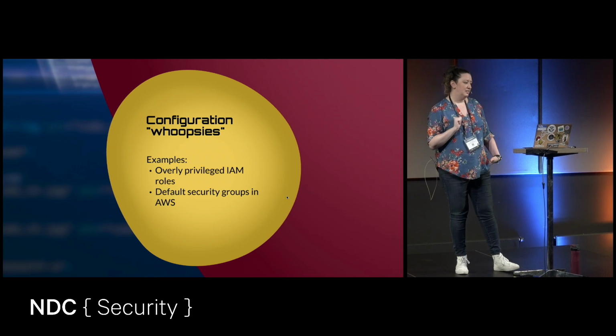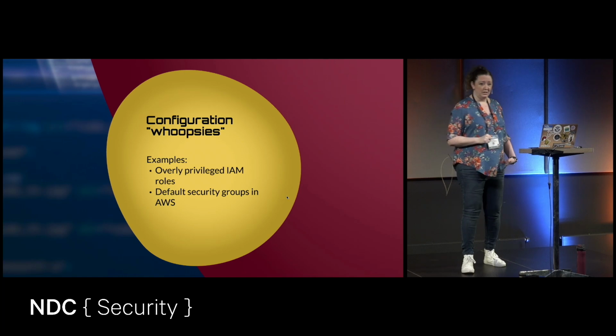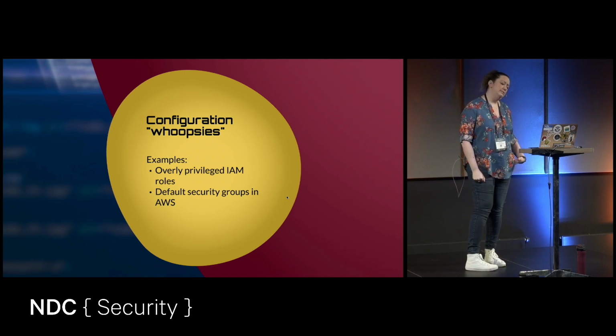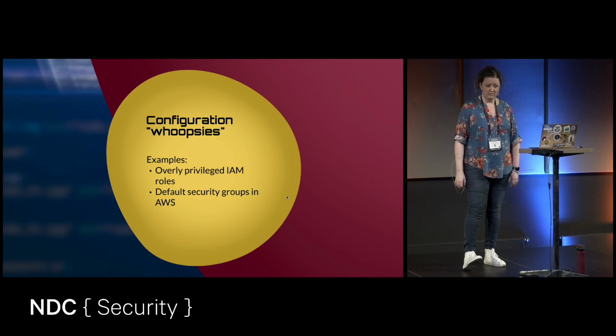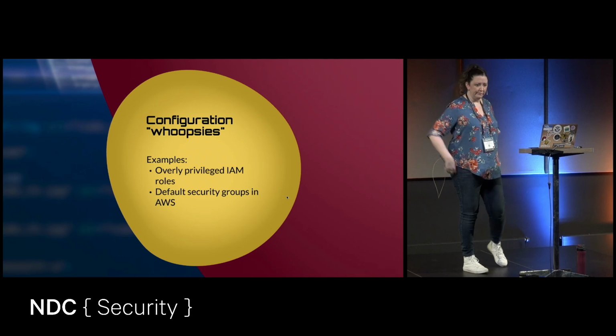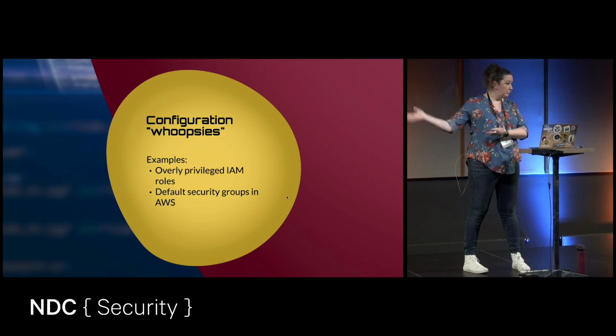Configuration whoopsies. This is a very broad category that can encompass many, many things. Just a couple of examples that are specific to AWS, and I apologize for that: overly privileged IAM roles or default security groups. These are the sort of things that there are tools you can add on that look for them, but you have to tell them what to look for, kind of. So, trying to think if I have any really terrible examples. Off the top of my head, no, but bullet points.